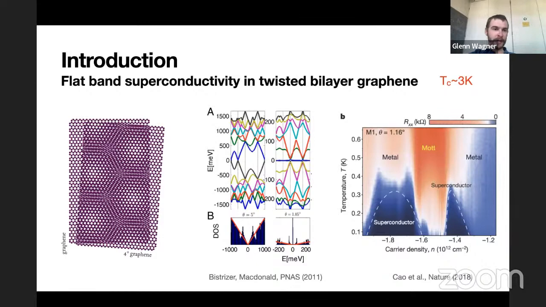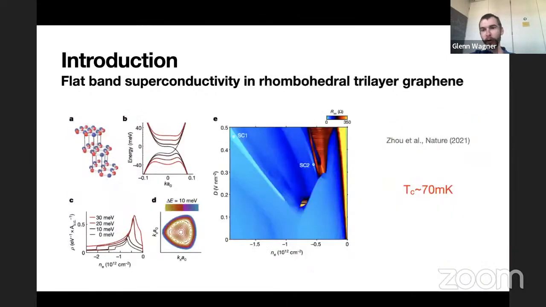And so they took some non-twisted system, in this case, rhombohedral trilayer graphene. So you just stack 3 layers of graphene, you don't twist them. And they wanted to do these experiments to show that you don't see superconductivity here, you need the twisting to get superconductivity. But actually the surprising result they found is they did see superconductivity, which they hadn't expected.